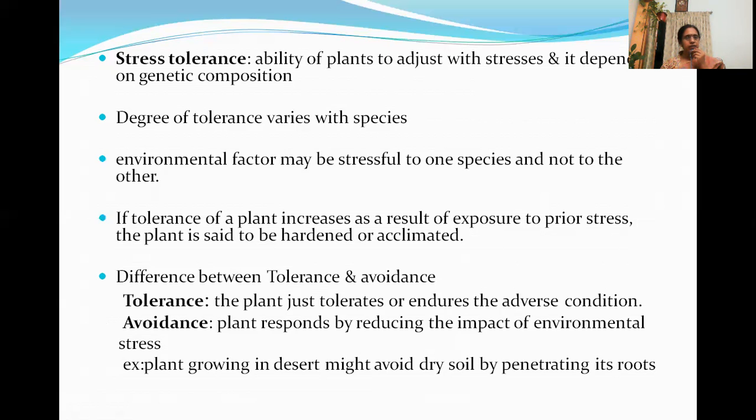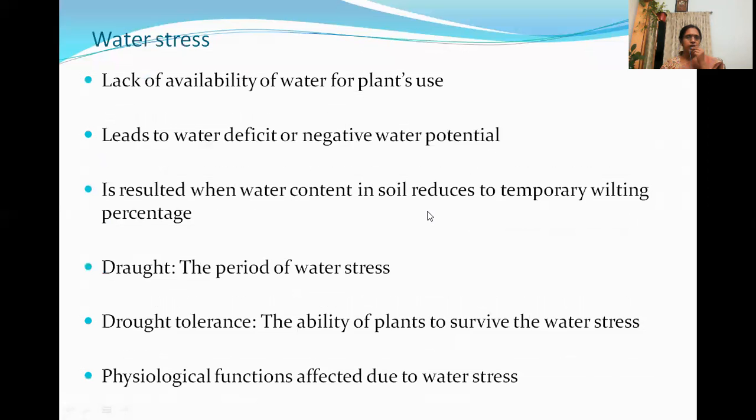And then let us consider the difference between tolerance and avoidance. Tolerance is that the plant just tolerates or endures the adverse condition. Avoidance is where plants respond by reducing the impact of environmental stress. The example you can quote is a plant growing in desert might avoid dry soil by penetrating its root deep inside. Or it may not reproduce during the very high temperature. It will have some seeds or coated seeds. With the hard coat, it will be there under the soil. Once there is a small shower, then it may germinate and produce the seedling.